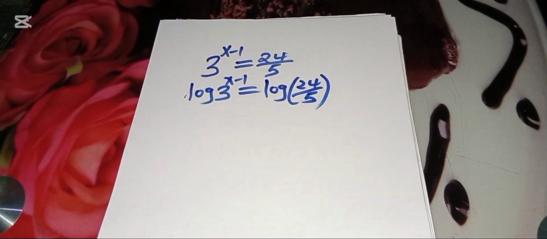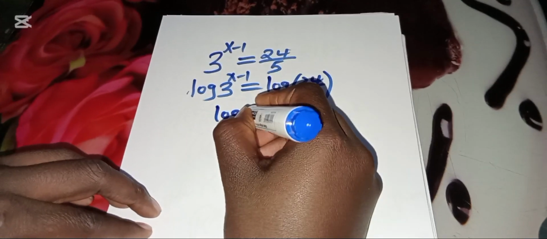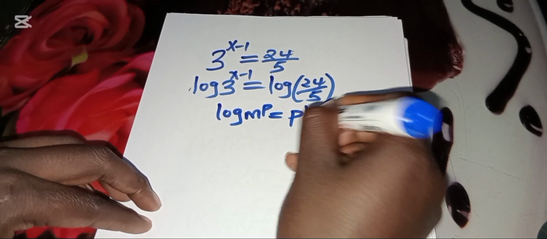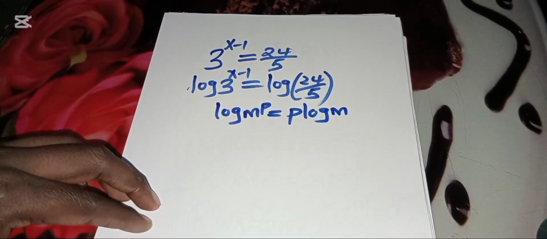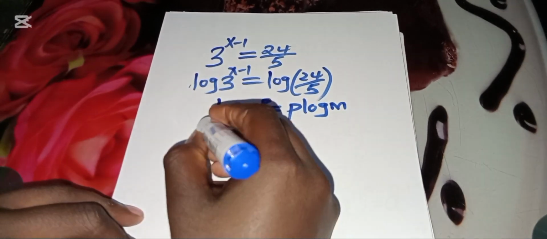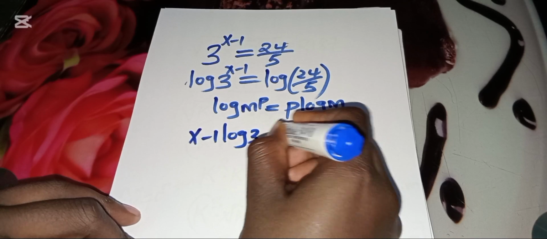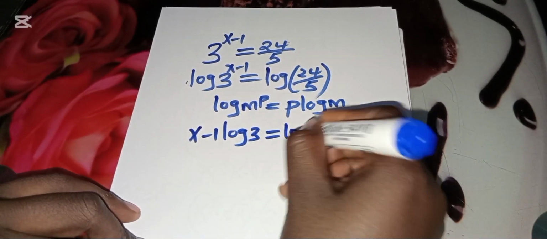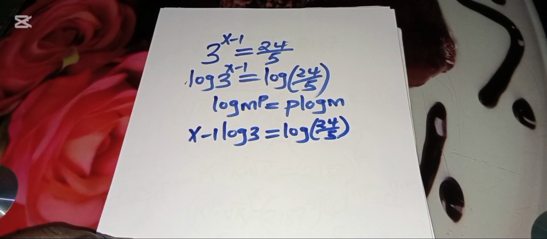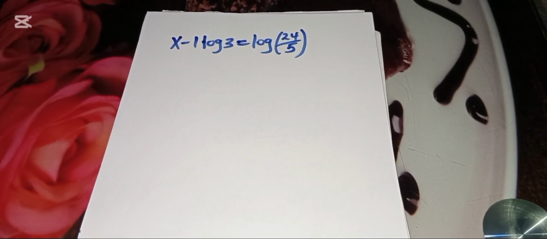So now, applying the logarithm power rule, that states that if you have log m raised to power p, this can be expressed as p log m. So let's apply this identity so that we'll have x minus 1 log 3 equal to log 24 divided by 5. So we have x minus 1 log 3 is equal to log 24 divided by 5.